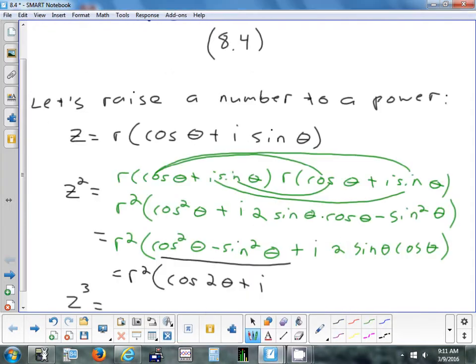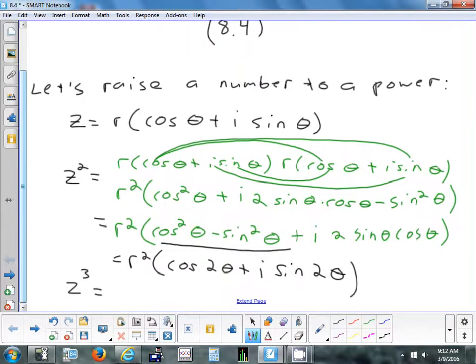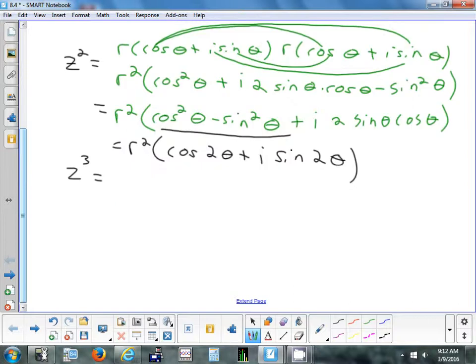All right, so now I'm hoping you can look at that and see a pattern from what we started with and what we finished with, and we squared it. You can kind of see maybe that squaring popped up in a few different spots. So based on that, anybody think they could tell me what they think z cubed would be? r cubed, cosine 3 theta plus i sine 3 theta.